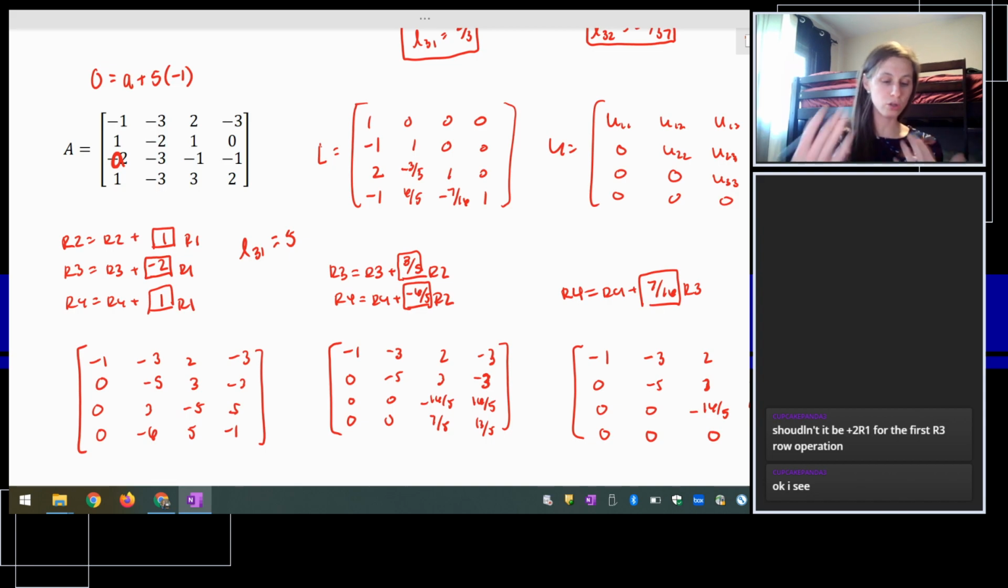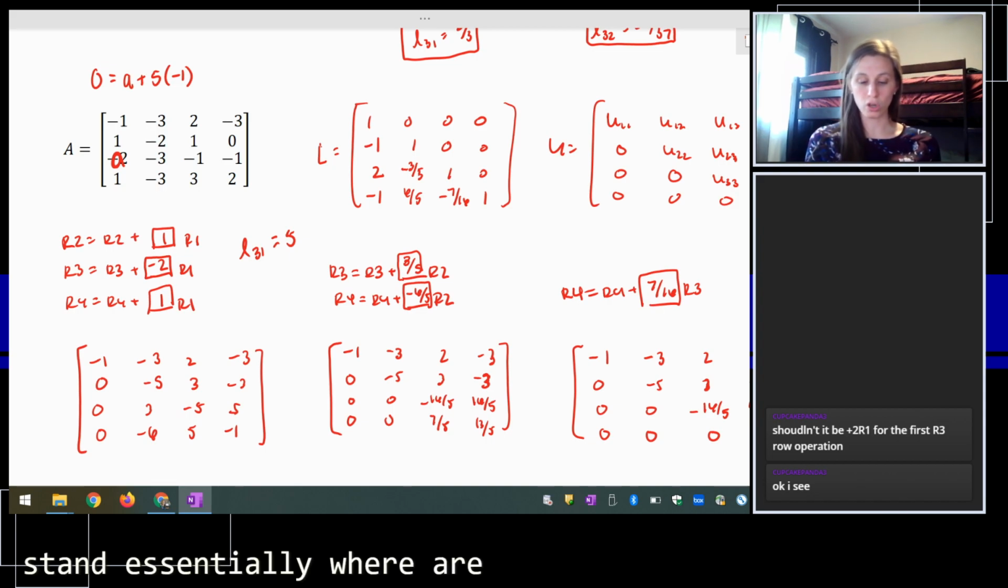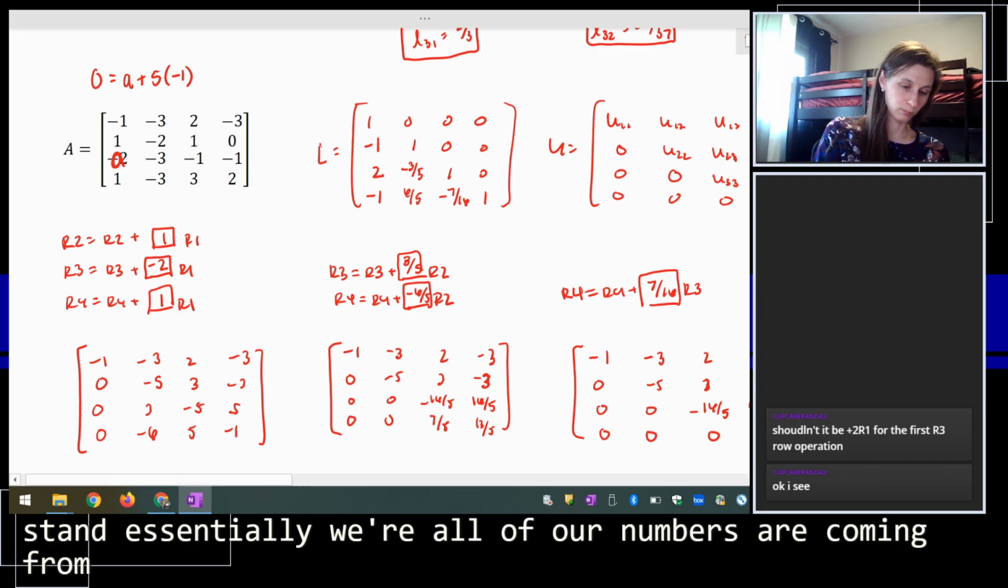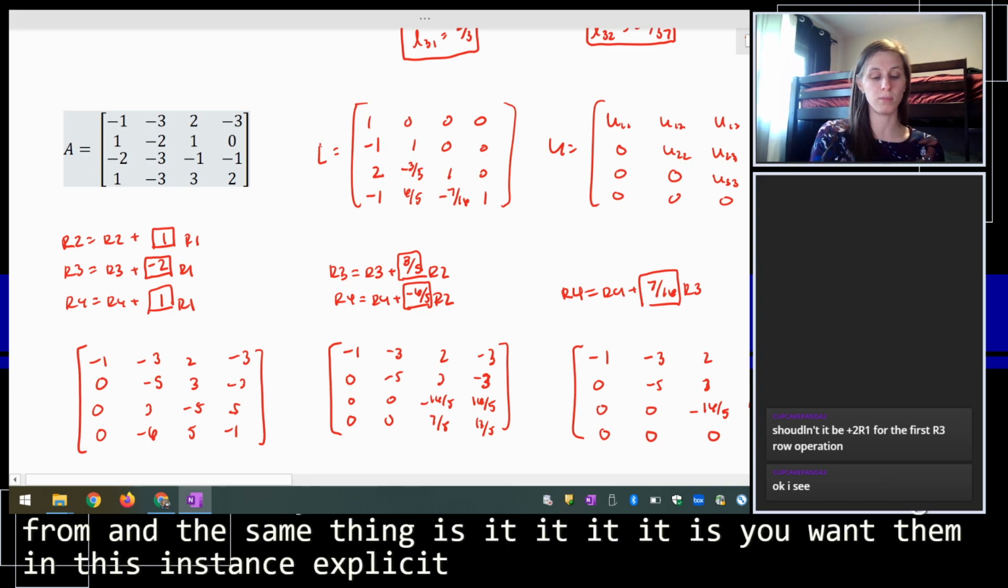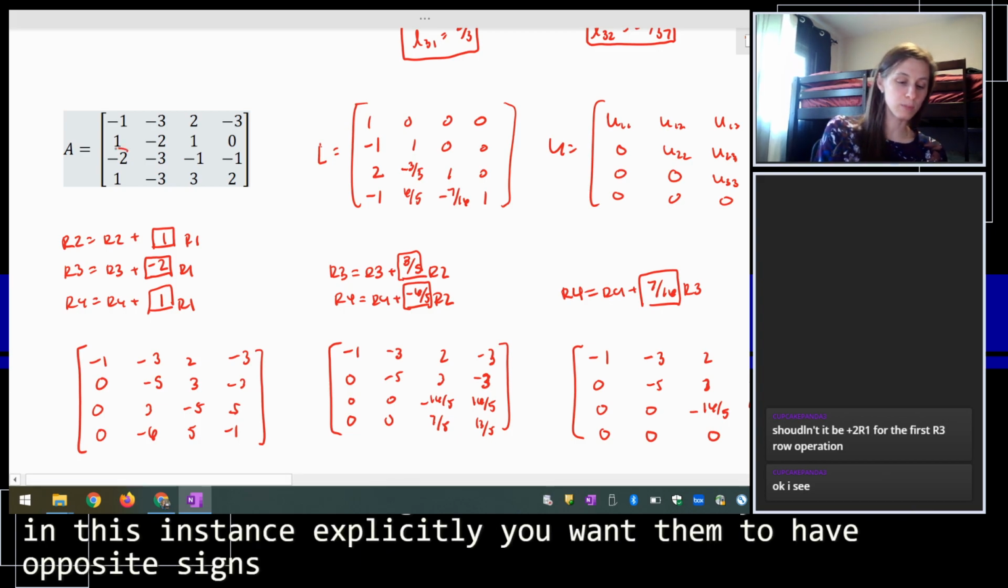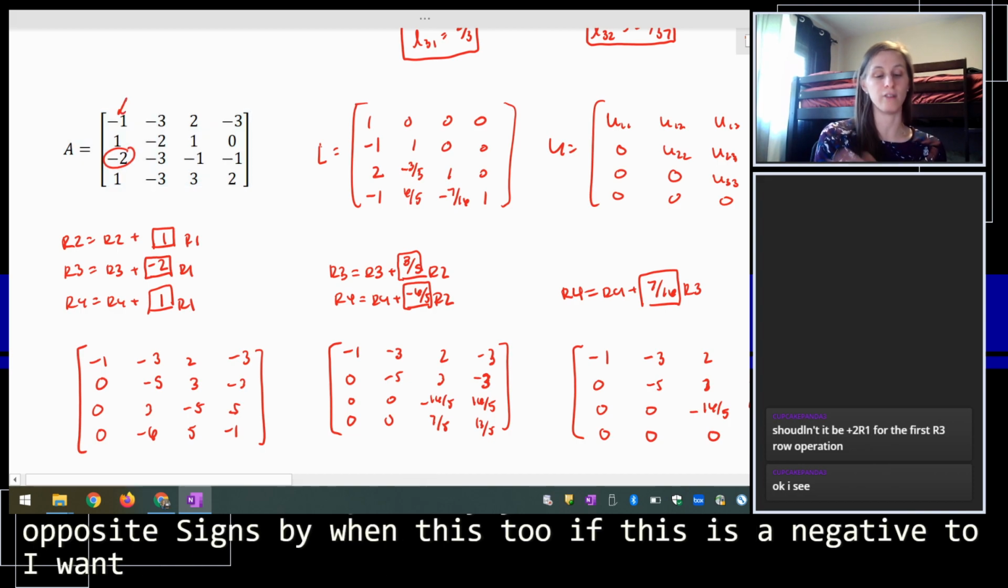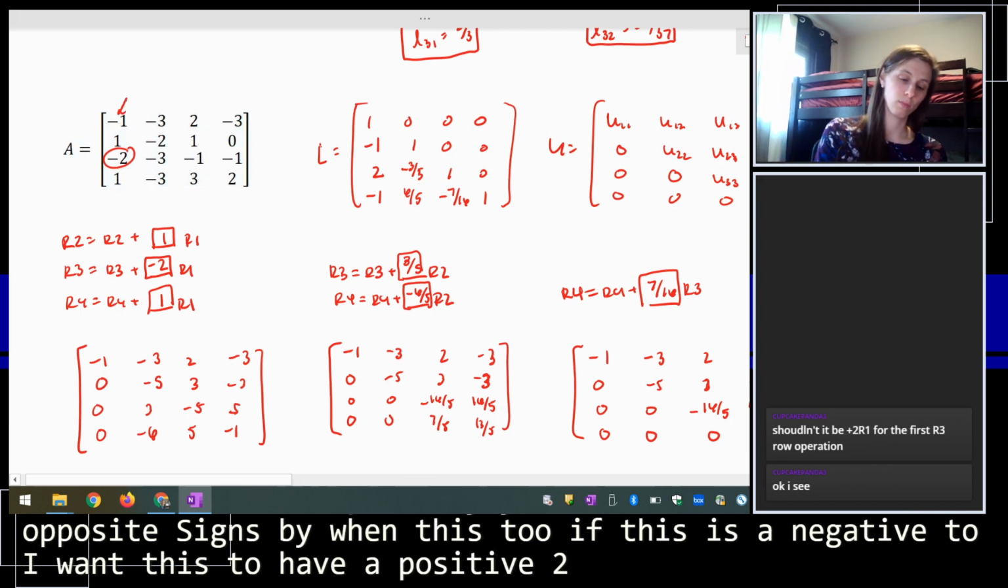So it's important that we understand where all of our numbers are coming from. And the sign thing is, in this instance, you explicitly want them to have opposite signs. So if this is a -2, I want this to have a +2. Yep, okay.